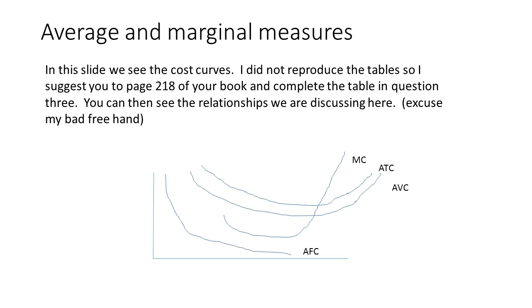In this slide, we see the cost curves. I didn't reproduce the tables because I would suggest on page 18 of your book you do that just to prove this point to you. So we can see the relationship below, and again, excuse my bad freehand. Notice the average fixed cost declines continuously. Doesn't ever reach 0, but comes awfully close. It's said to become asymptotic to the horizontal axis.